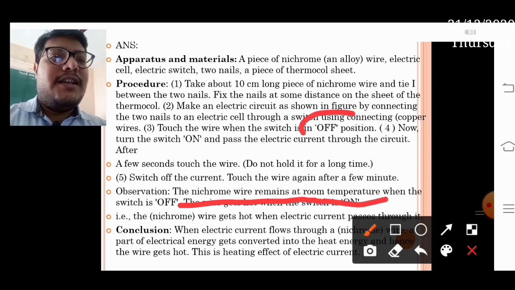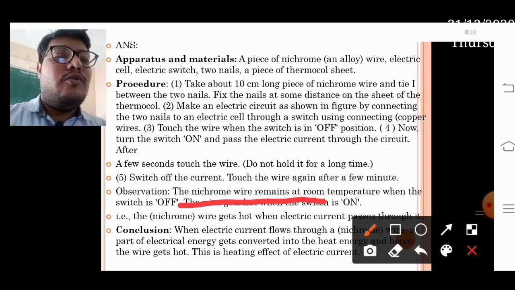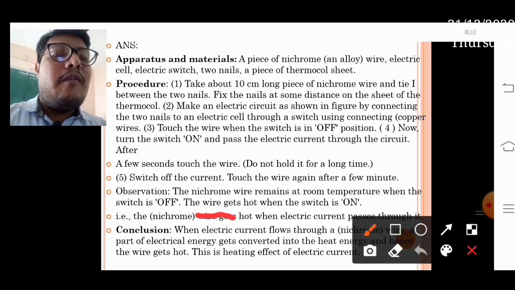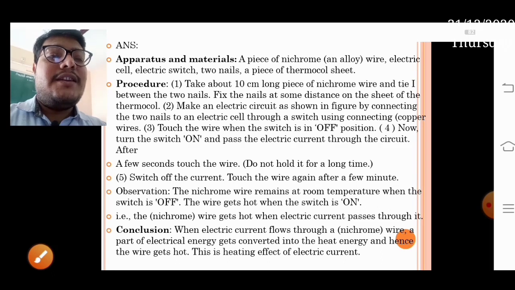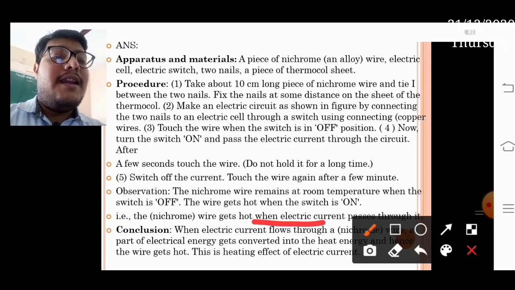In the first case, it remains at room temperature when the switch is off. Now when we turn the switch on, the wire becomes hot, right? So the nichrome wire gets hot when electric current passes through it.